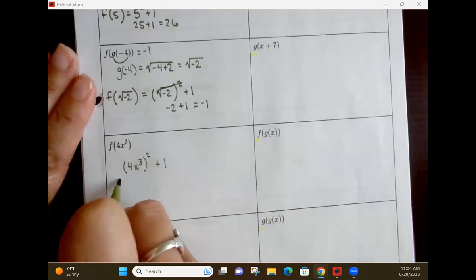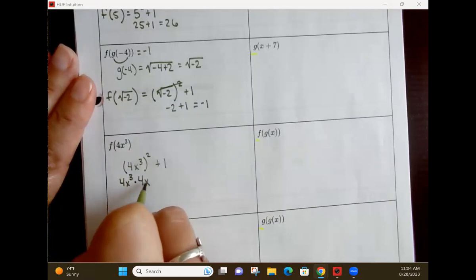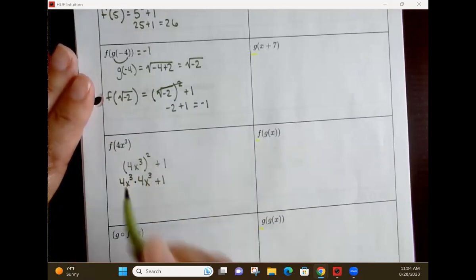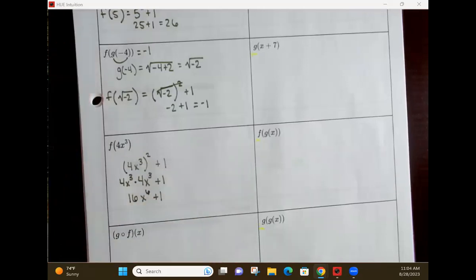Remember, when I square, that means 4x cubed times itself, times 4x cubed. So when I'm multiplying these, 4 times 4 is 16. And then x cubed times x cubed, that would be x to the 6th plus 1.